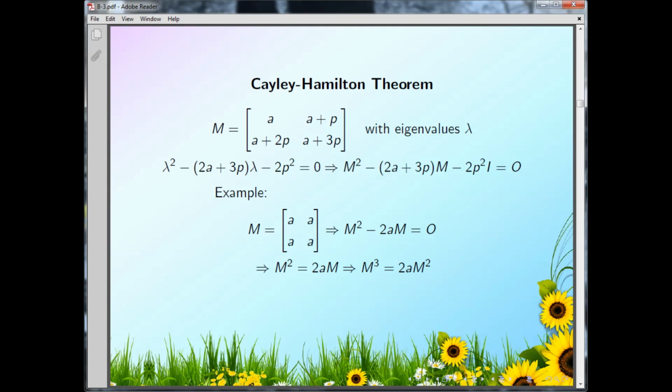You can multiply by M on both sides. Then you have M to the third equals 2a M squared. But M squared is again 2aM, so you can replace that M squared here with 2aM. So you end up with 4a squared M. So M to the third is equal to that.